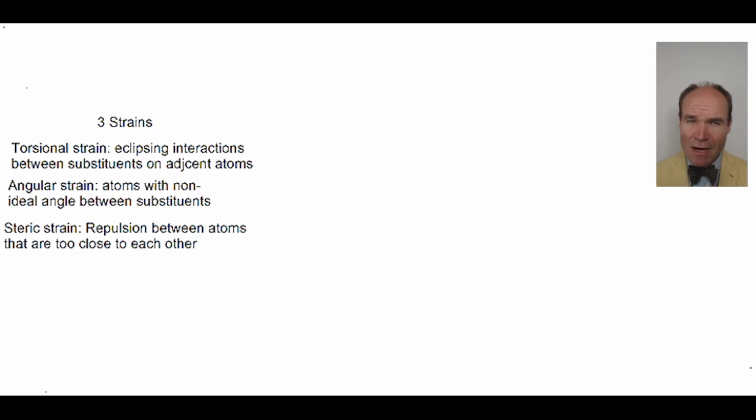But we need to be aware of something else, that most rings are not planar. That's to say, they're not flat. When Bayer devised his strain theory, he assumed they were flat, and that's why the theory didn't fit the practical data.